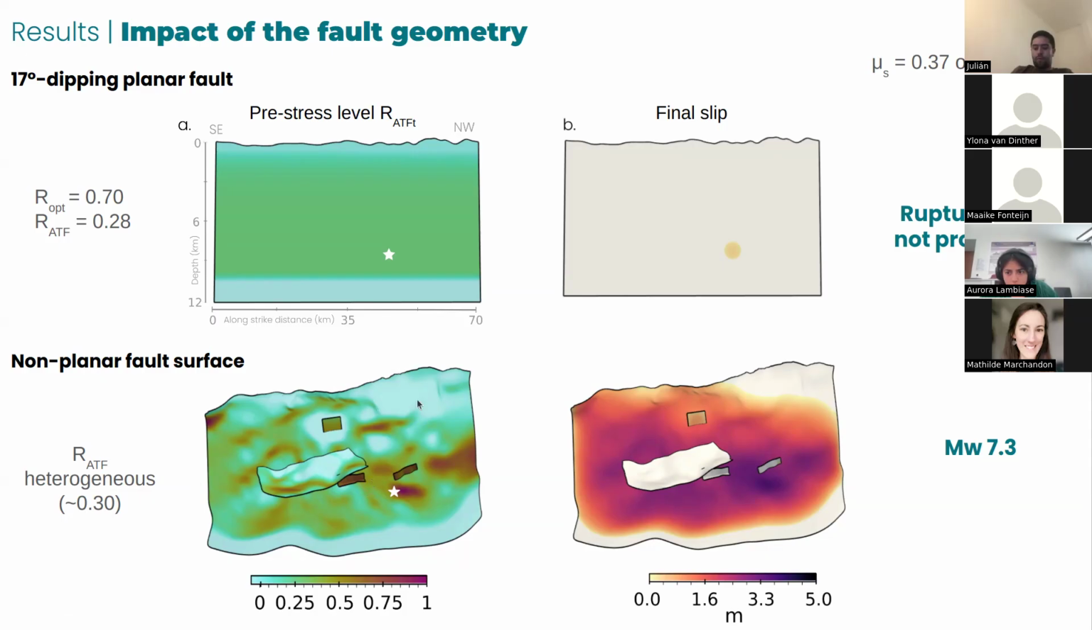When the fault is very shallowly dipping, the pre-stress level is very low. On the contrary, in the area where the local dip angle is steeper, the pre-stress level is higher. So now if we nucleate the simulation in this area here, we end up with a very large earthquake that breaks the entire fault. Here it's a magnitude 7.3 earthquake.